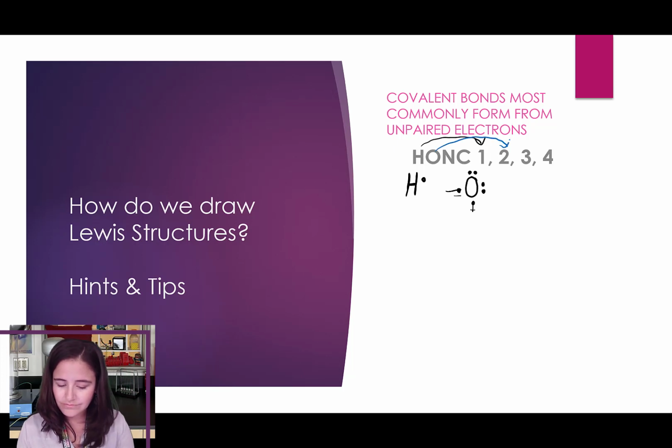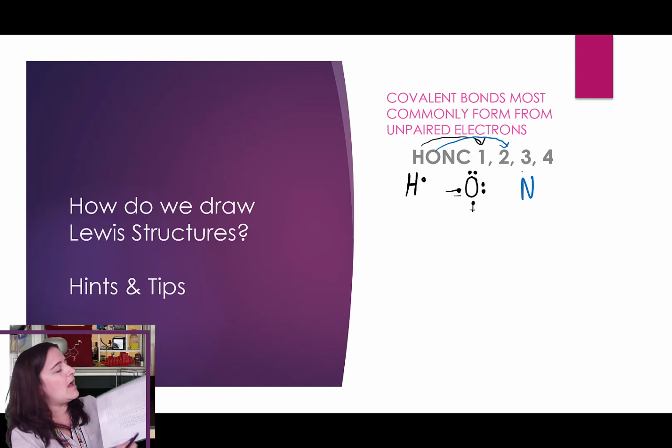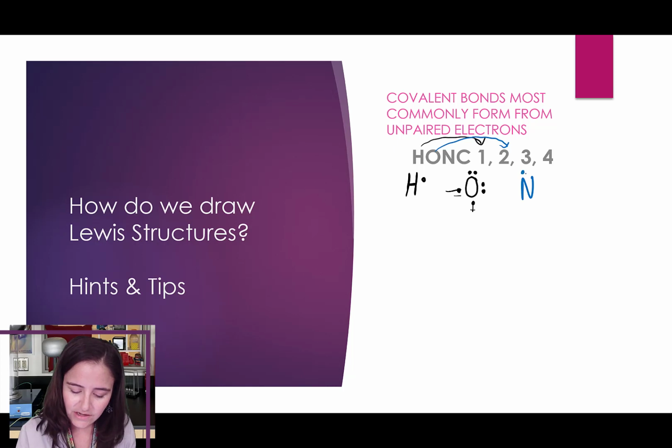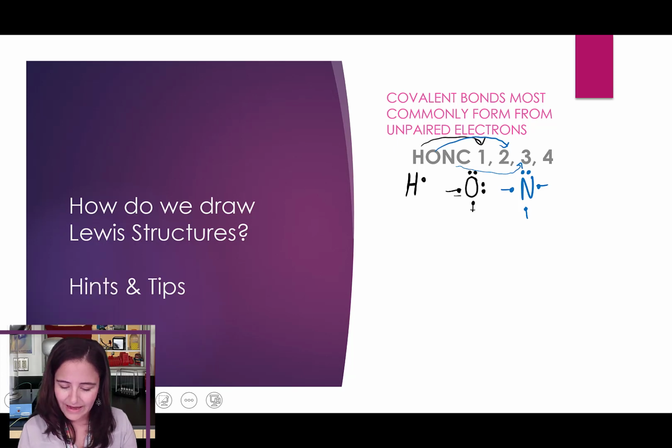Okay, and then if we look at nitrogen, nitrogen is in group 15, so it's got 5 valence electrons. 1, 2, 3, 4, 5. So nitrogen tends to form 3 covalent bonds. And last but not least, we have carbon. Carbon has 4 valence electrons because it's in group 14. So carbon tends to form 4 connections.